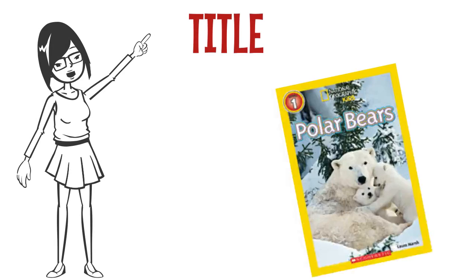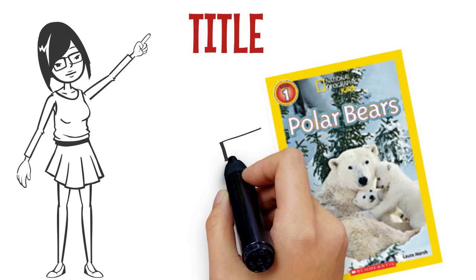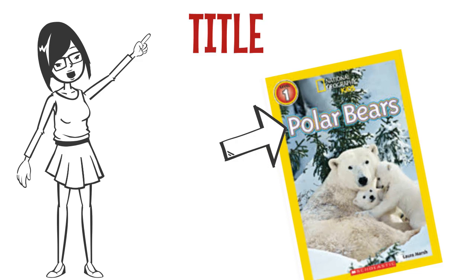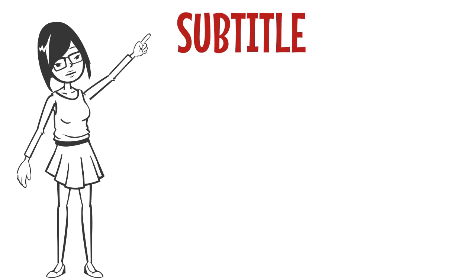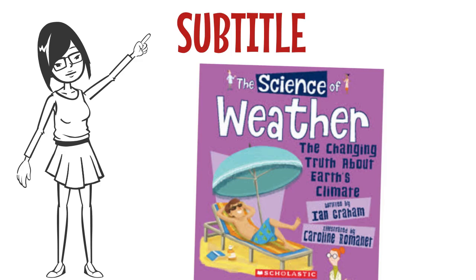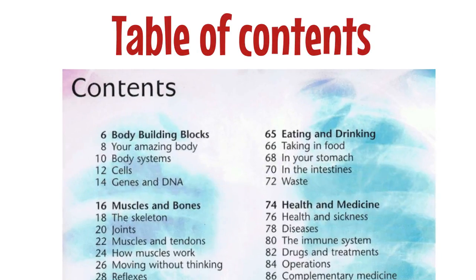Titles can be easily found at the top of the front cover. They tell you what the book is called. Some books have subtitles. The subtitle gives you more information about the title. The beginning of a nonfiction book often has a table of contents. The table of contents tells you on what page each chapter or section begins.